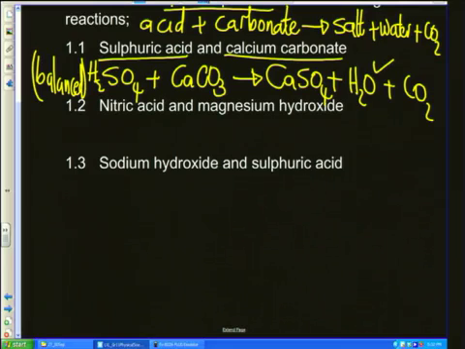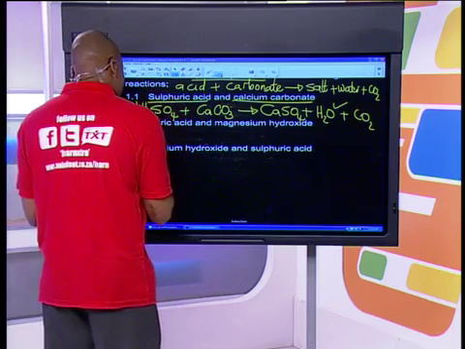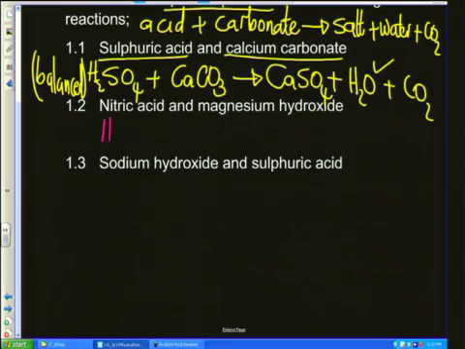All right. Next, nitric acid and magnesium hydroxide. This is an acid reacting with a base. It will produce salt and water. So I would have nitric acid, HNO3, reacting with magnesium hydroxide, Mg(OH)2.